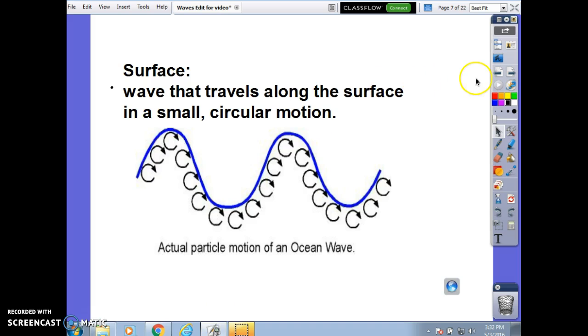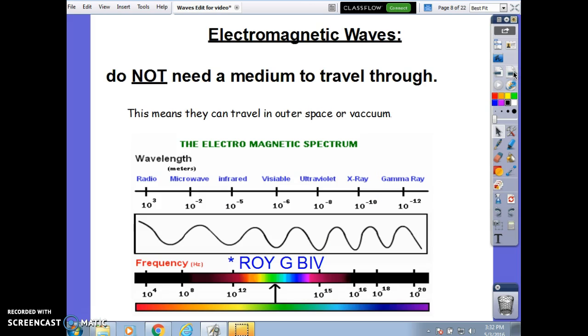Alright, hopefully we have a good grasp on our waves now. What was the other one we talked about on that first slide? It was electromagnetic. And you might remember talking about these in the energy section. Electromagnetic waves are really unique in that they do not need a medium to travel through. Do you remember what a medium is? It means it's something that the wave is traveling in, like water or air or our atmosphere. So electromagnetic waves can travel in outer space or in a vacuum. And I'll define what a vacuum is here in a minute.